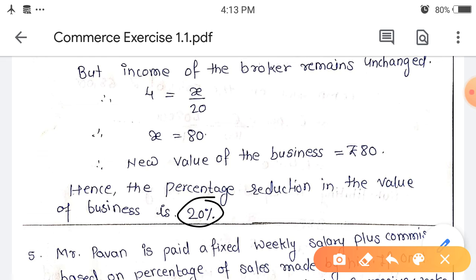Understood here? Original value 100, new value is 80, so total percentage reduction is 20%. You can check here, 20% of 100 will be 20, so 100 minus 20 will be 80. So how much percent? 20% reduction.